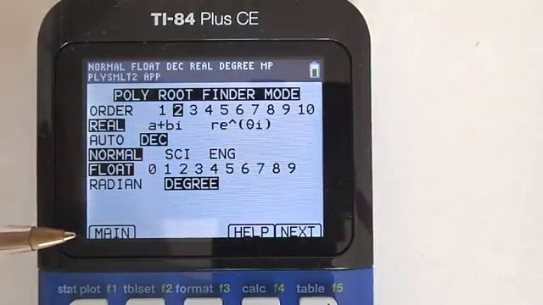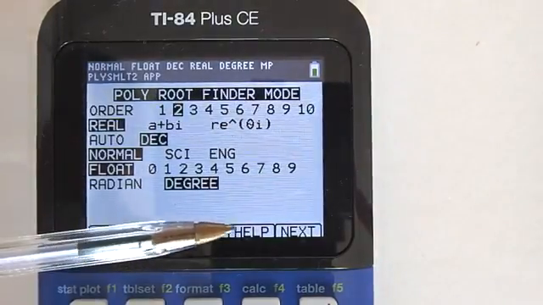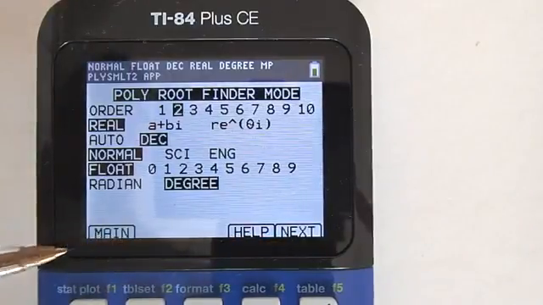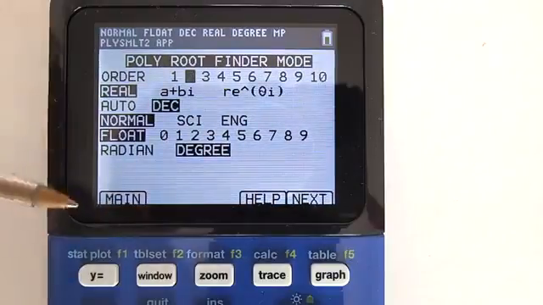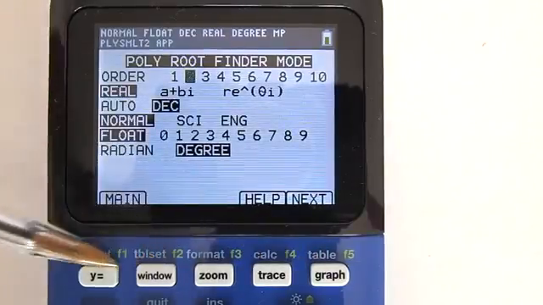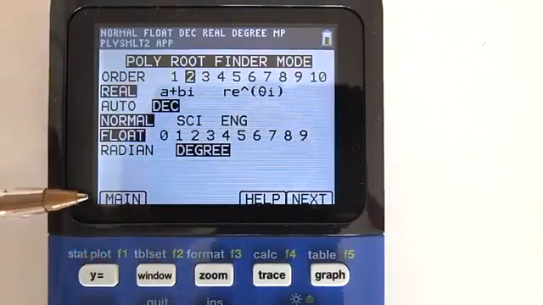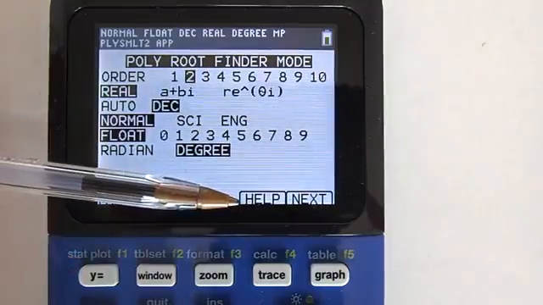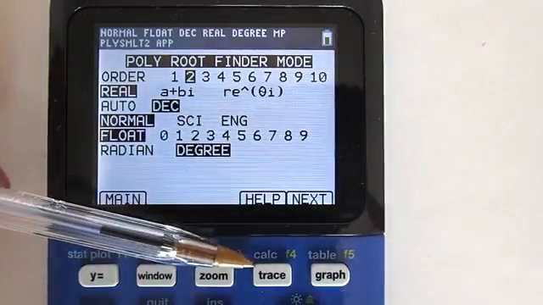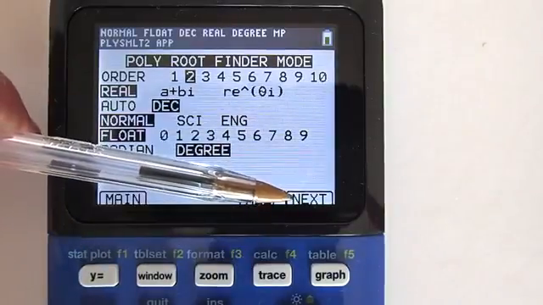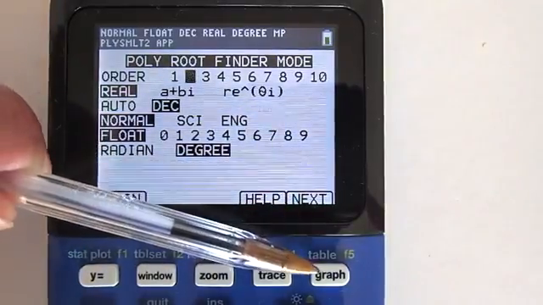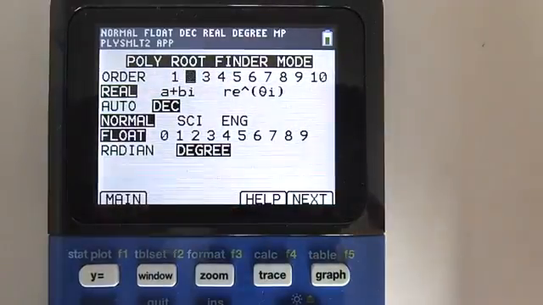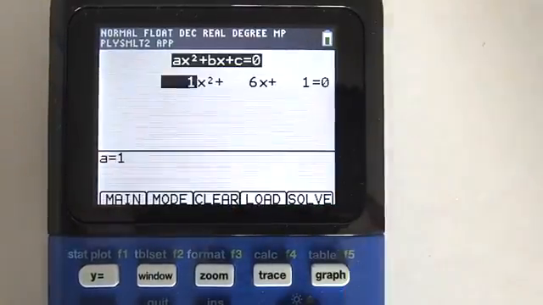On the bottom of the window you see these rectangular buttons or tabs: main, help, next. They correspond to the keys below in the first row. Thus, this main tab corresponds to this y equals key here, this help tab corresponds to this trace key here, and the next tab corresponds to this graph key here. Now we're ready to enter our quadratic equation. Go to the next tab here by pressing this graph key.